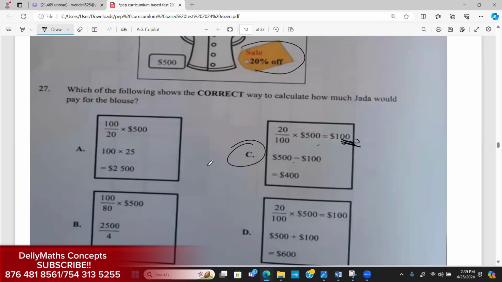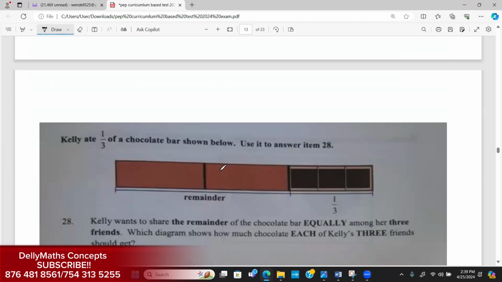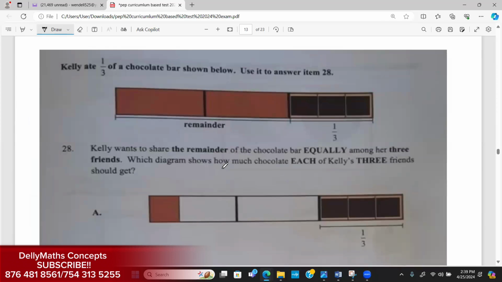So C is the answer for 27. Let's keep going at it. Let's go to 28. We are at number 28 right now.